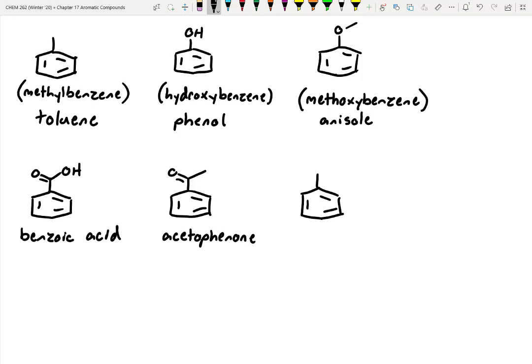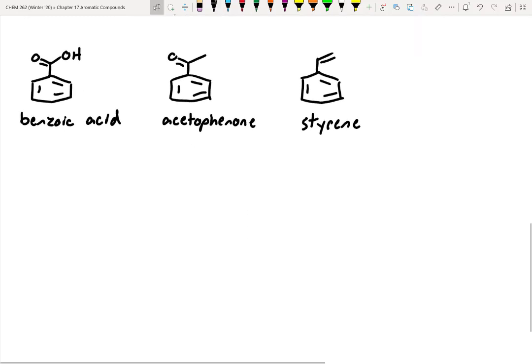All right, and then the next one, we've got this group coming off like an alkene. It's called a vinyl group. This is usually just called styrene as the parent. Does anybody know what this is used in? Polystyrene, so it's a monomer for polystyrene. There's a few others we should hit. This is benzaldehyde.